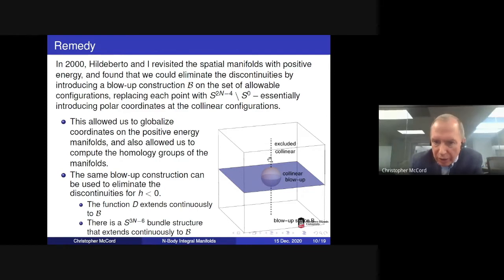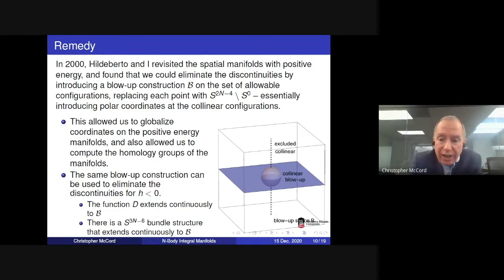The excluded collinear points are still excluded, so you have to delete the poles of that sphere. So you're basically taking out that point and inserting a twice punctured sphere in its place. Awkward as that seems, it works. Hildeberto and I showed that you could use this to construct global coordinates for the positive energy manifolds. It in turn allowed us to compute the homology groups of the integral manifolds with positive energy.